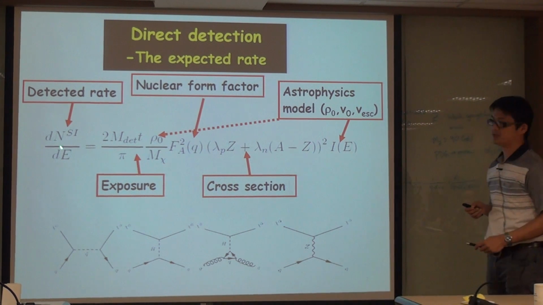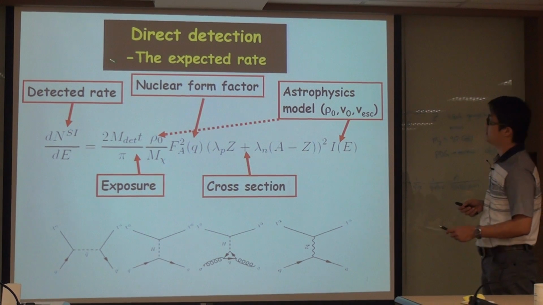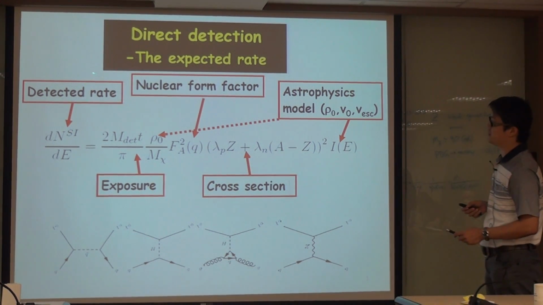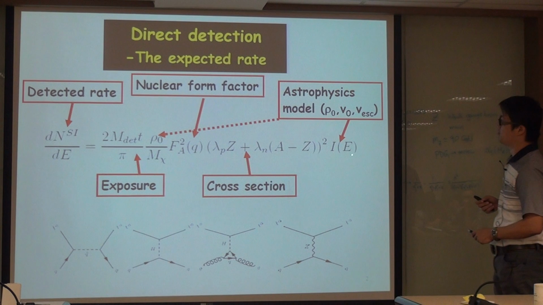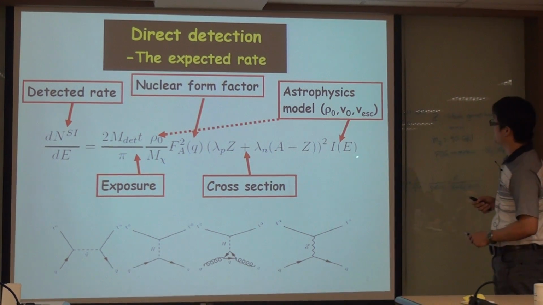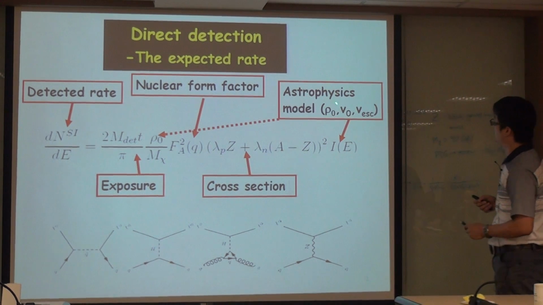So this is the standard dark matter detection. Here is the detection rate from the detectors, the exposures, the form factors, and the cross section, plus the astrophysics models related to the velocity distributions, the scale velocities, and the local dark matter density at Earth.